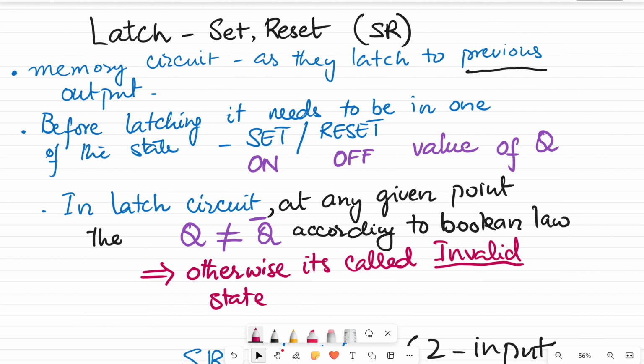contains an off signal. In latches, we need to be monitoring another thing, which is that Q, which is the output, will never be equal to Q bar, which is another output pin, because this is not according to the Boolean law. If they are ever equal, this means that the latch has entered an invalid state.